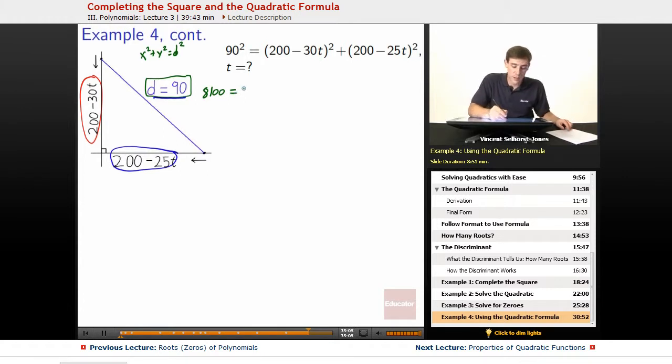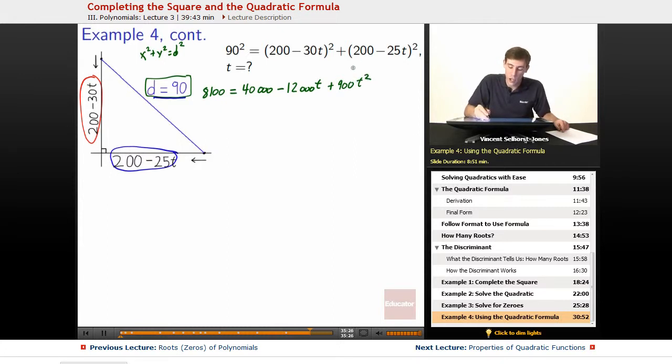200 times 200 becomes 40,000. Minus 30t, 200 times negative 30t, plus negative 30t times 200. 200 times negative 30t is negative 6,000t, but we have to double that, so it's minus 12,000t. Minus 30t times minus 30t, plus 900t squared.